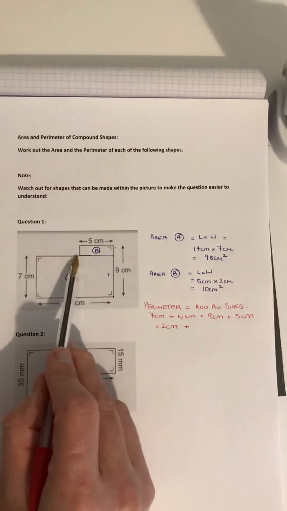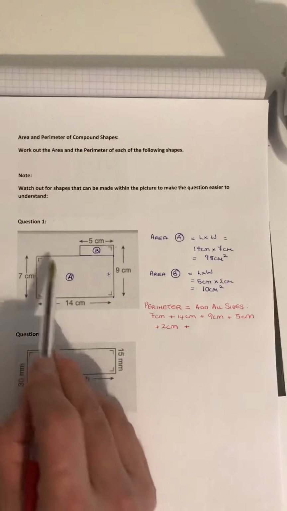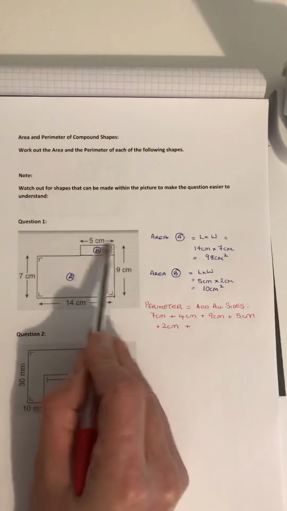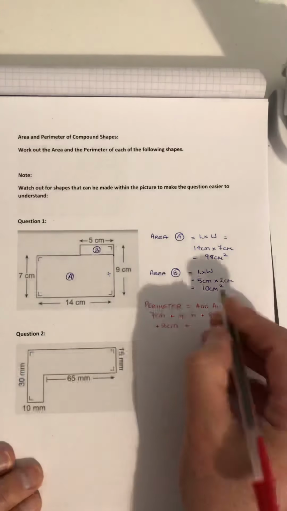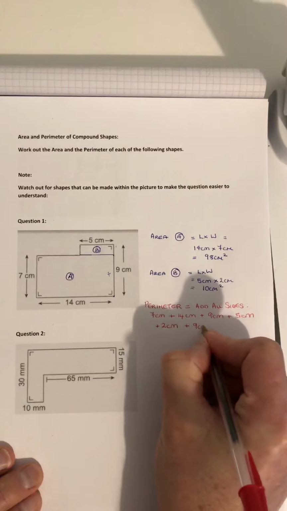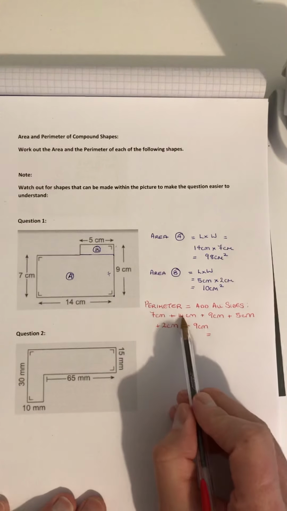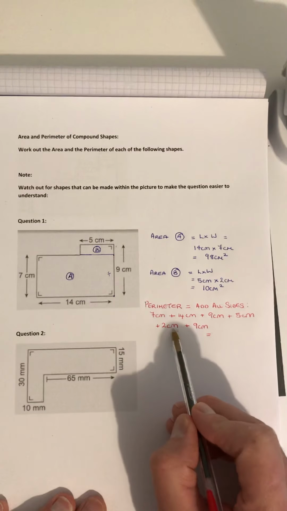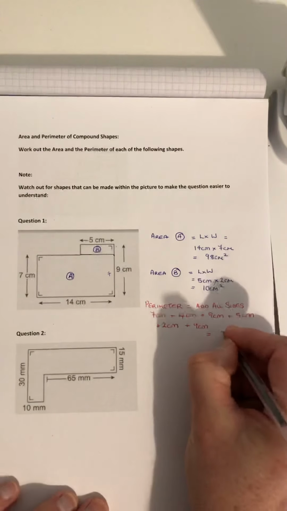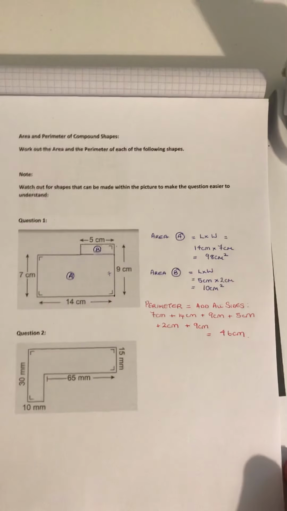And we have this last bit to do the same. We know it's 14 the whole way across, and this little bit is 5. So 14 take away 5 gives us 9. And when we add those all up, 7 and 14 is 21, and 9 is 30, 35, 37, and 9 is 46 centimeters. So that's the perimeter.